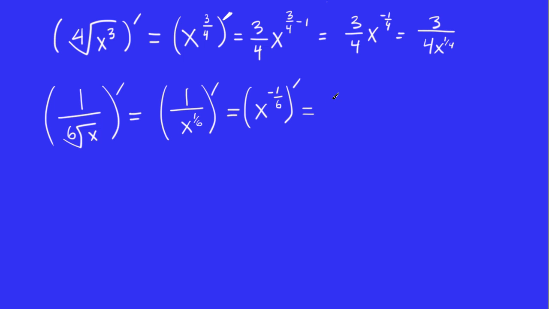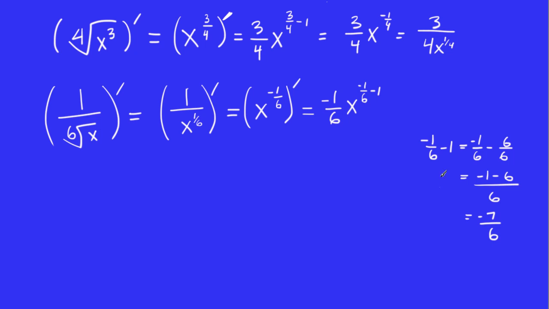So let's find the derivative. Negative 1 over 6 becomes the coefficient in front. And our new exponent becomes negative 1 over 6 minus 1. Now, what is negative 1 over 6 minus 1? Let's get a common denominator by writing 1 as 6 over 6. So this is the same thing as negative 1 minus 6 all over 6. And that's negative 7 over 6. So here we go. This is negative 1 over 6, x to the negative 7 over 6.